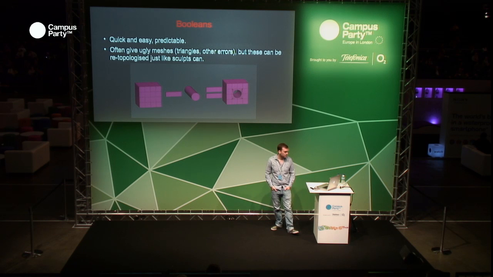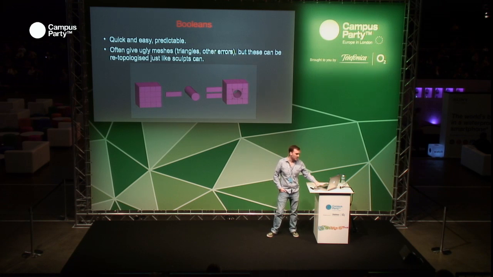Another really powerful modifier that I said I'd talk about was the Boolean system. These are really quick, really easy ways to create complex shapes by building up combinations of smaller, simpler ones. They do give you some ugly topology, but we've already covered how you can fix that with Blender's retopology tools. So they're a really powerful tool as well.